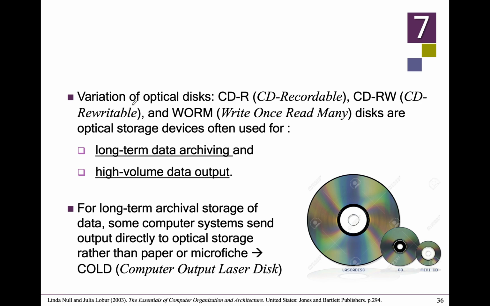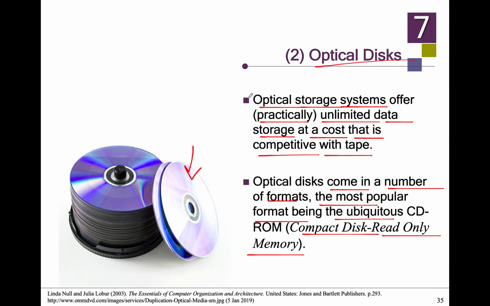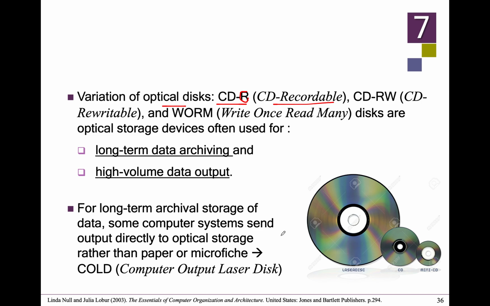And variations of optical disc: CD, or CD recordable, CD-R. CD-ROM, ROM is read-only memory. R is recordable, you can record. CD-RW is rewritable, which means you can read and you can write. And another one is WORM, which is write once, read many. You can only write one time, but you can read it many times.